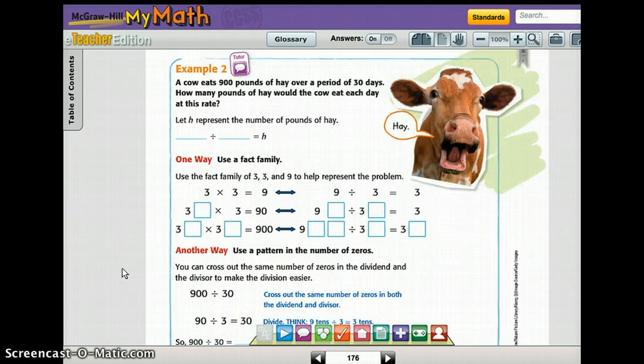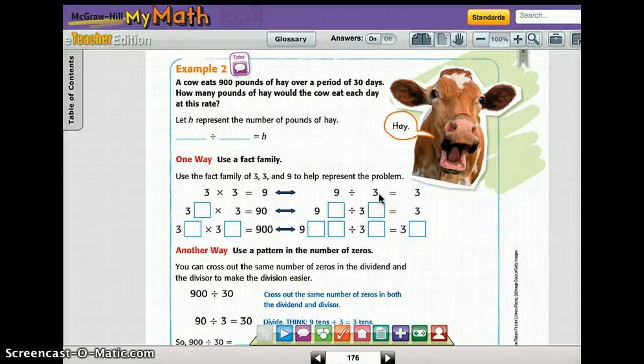Okay, page 176 gives you a really good example that shows you 2 ways you can look at these types of problems. In this problem, there are 900 pounds of hay over a 30-day period. How many pounds of hay would they eat each day? So really we're doing 900 divided by 30. The first way you can do this is to use a fact family. In this case, we're using the fact family of 3, 3, and 9 to help us represent this problem. We know that 3 times 3 is 9, and that means that 9 divided by 3 is 3.